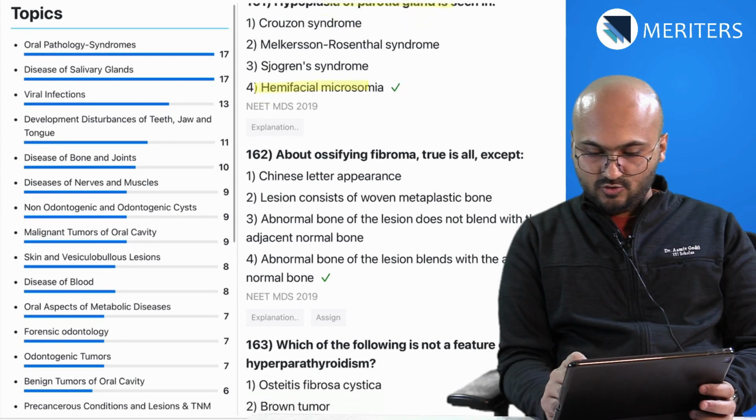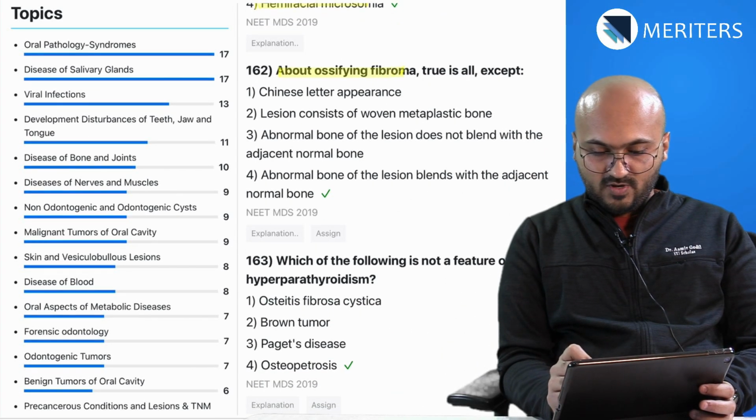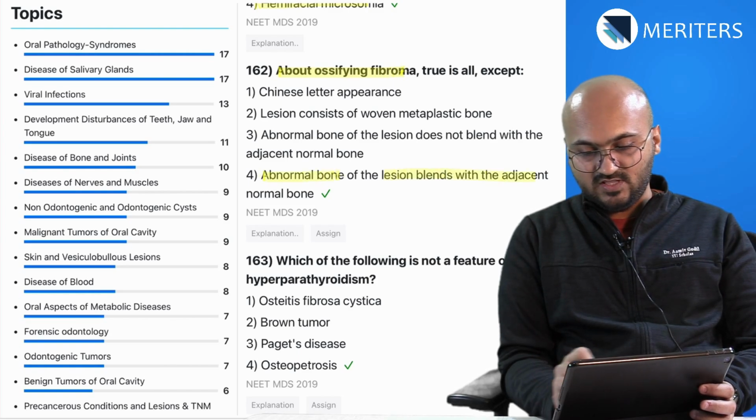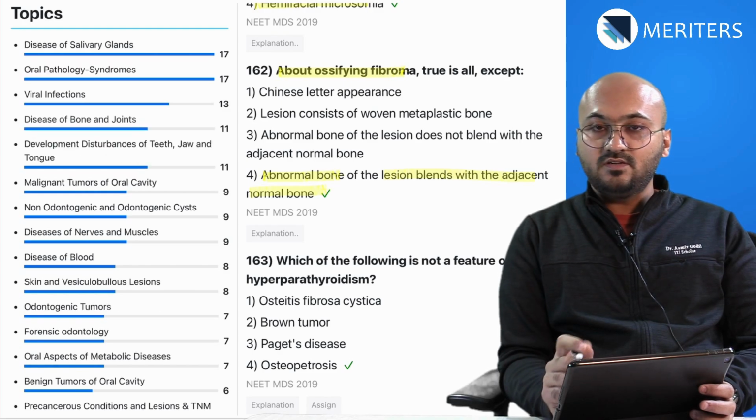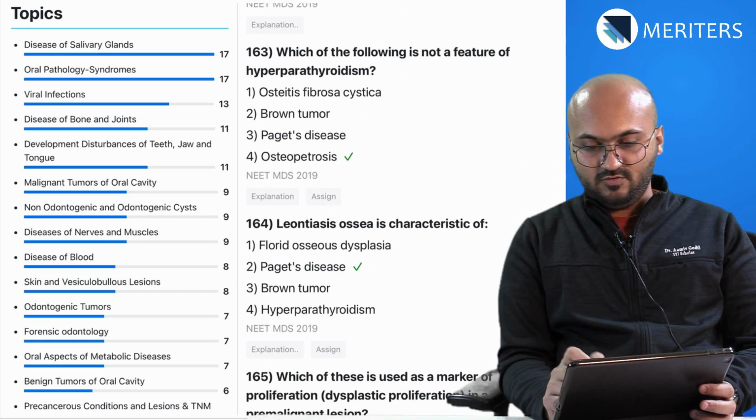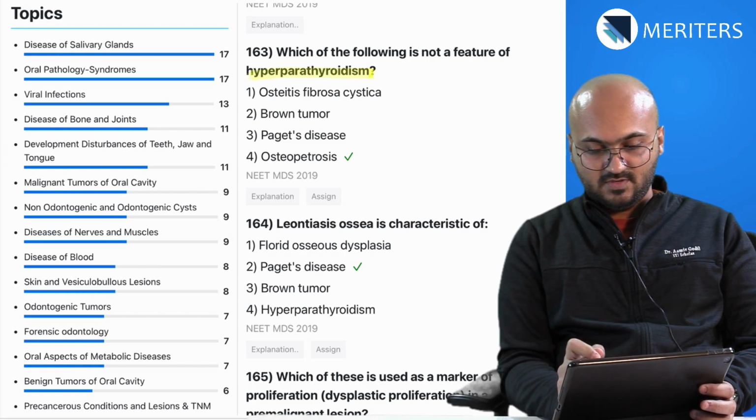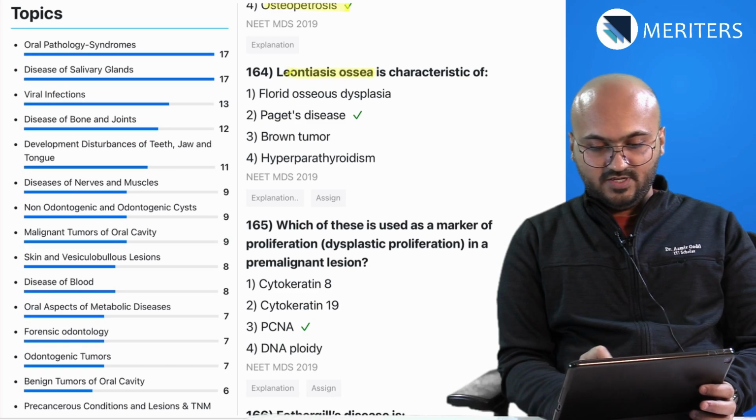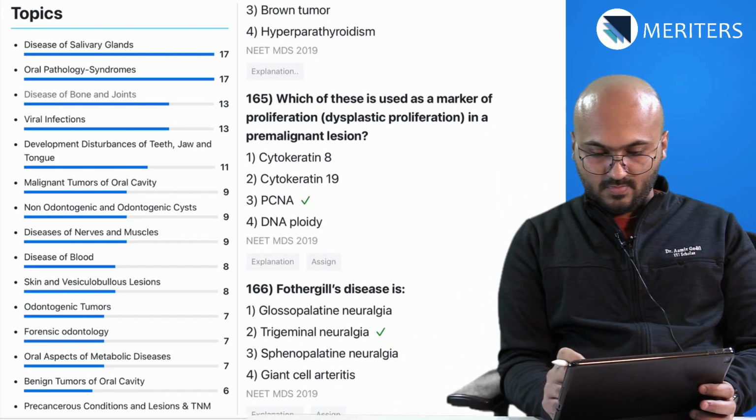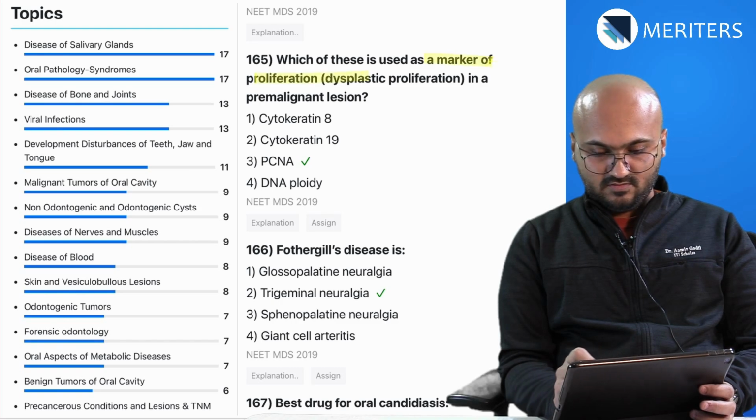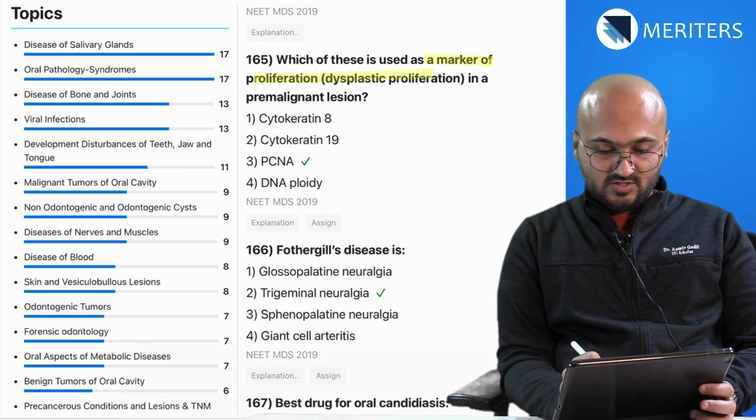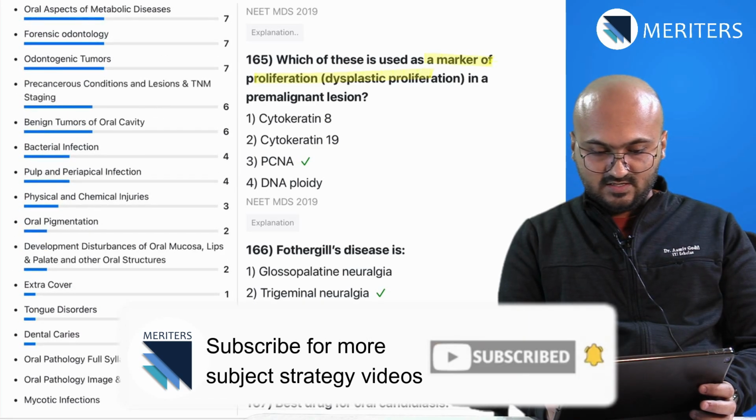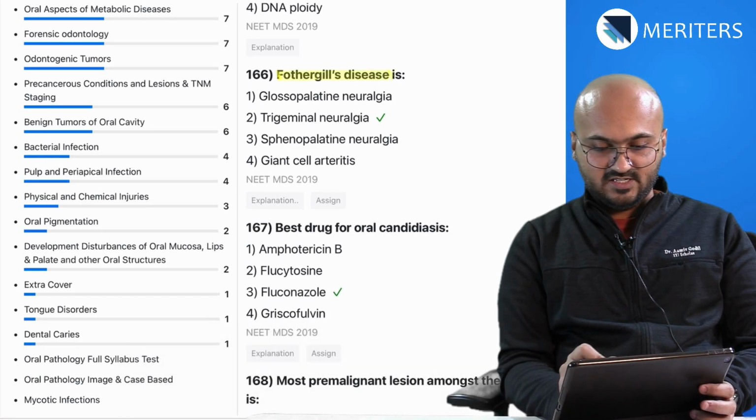That's development and syndromes. Ossifying fibroma, true and false statements. True, so the false statement is abnormal bone of lesion blends with the adjacent normal bone. However, there is a demarcation in this case. Which of the following is not a feature of hyperparathyroidism? Osteopetrosis. Leontiasis ossea, Paget's disease of bone. Marker for proliferation. Now, one of the very few questions on molecular pathology. Right, so this is a precancerous lesion again. Fothergill's disease is trigeminal neuralgia.